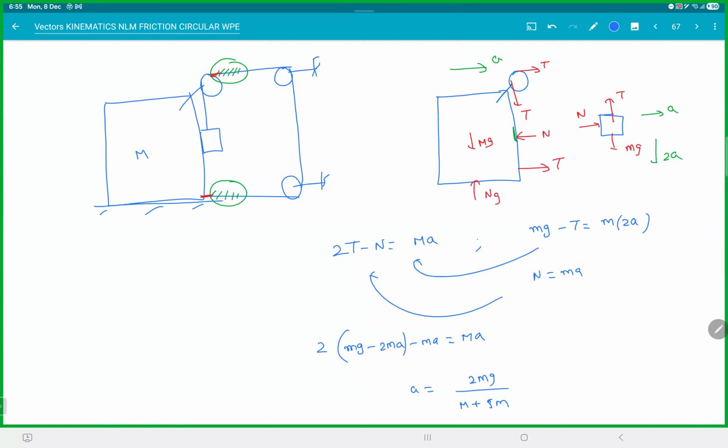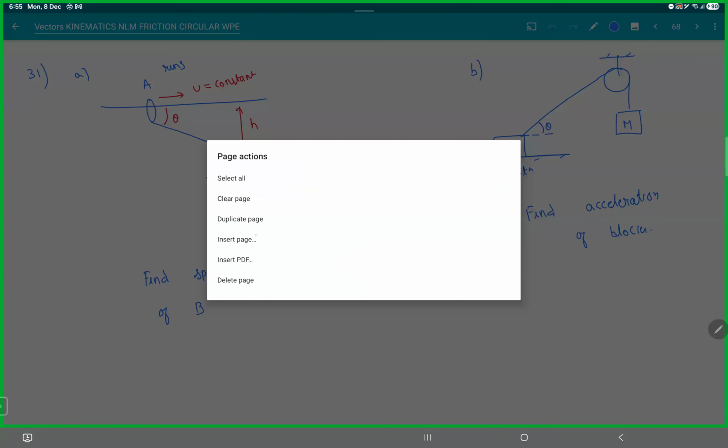Clear with this? See where it went wrong. Did you forget the FBD? Did you mess up the constraint? Every time the big block moves by A, the small block will travel down by 2A. Clear? And there is one more type of question.